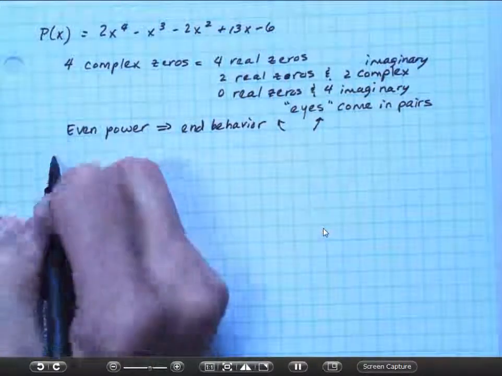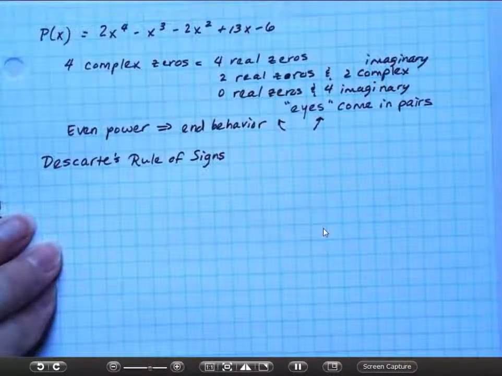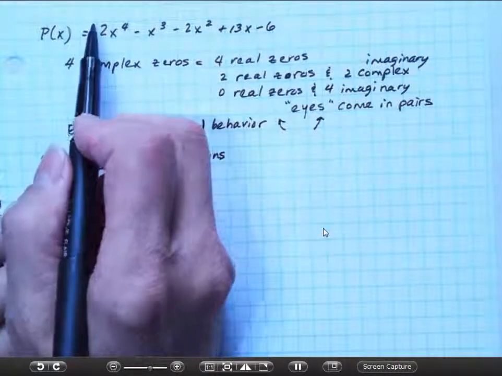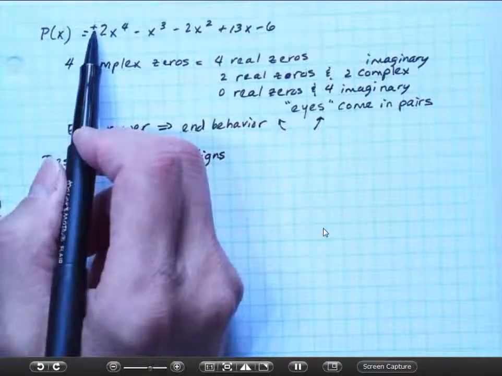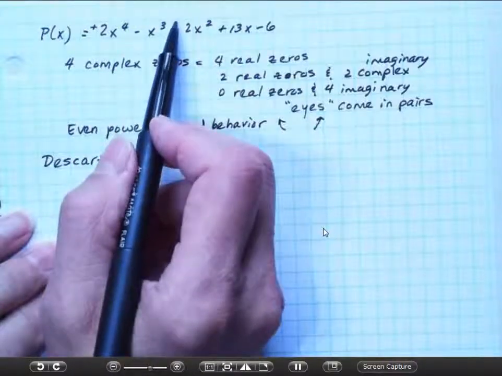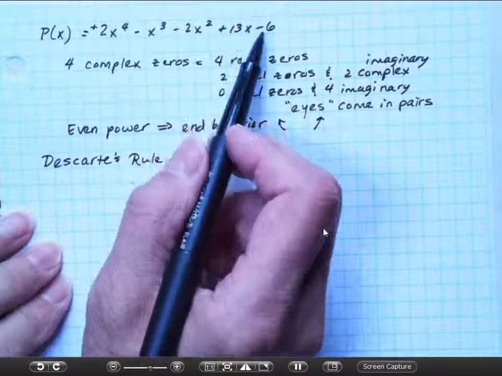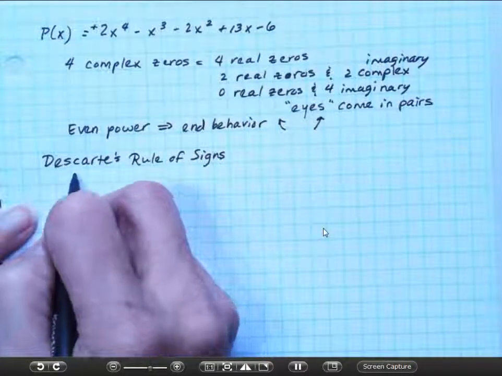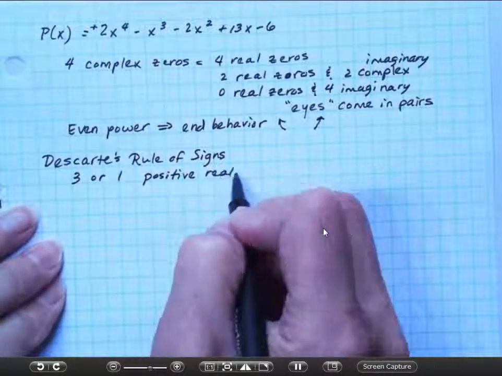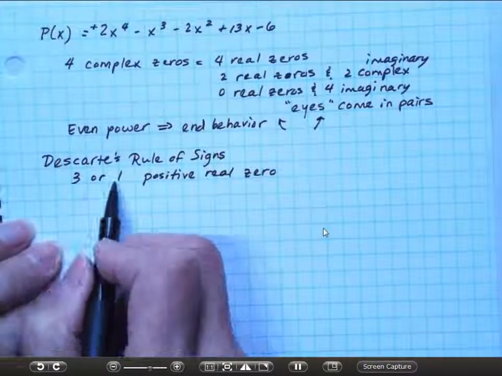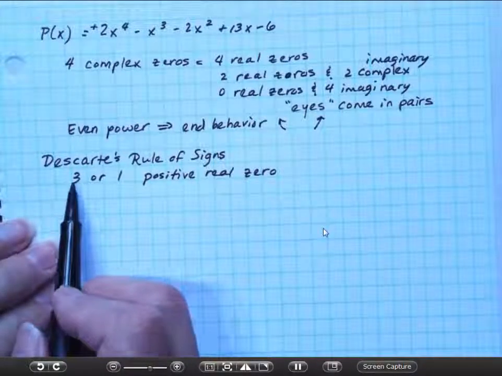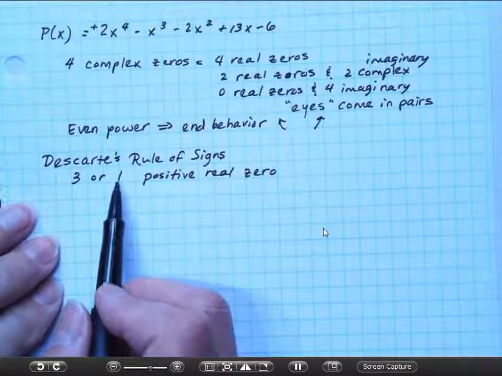Next thing I'm going to look at is Descartes' rule of signs. And Descartes' rule of signs says that I'm going to look at P of x and look at the number of changes in signs. So remember that this first term is going to be a positive, since there's nothing there, it's assumed. So we have 1 change in sign, doesn't change, 2 changes in sign, 3 changes in sign. So we're going to have 3 or 1 positive real zero. And remember, it goes down by 2's because 2 of them might be imaginary.